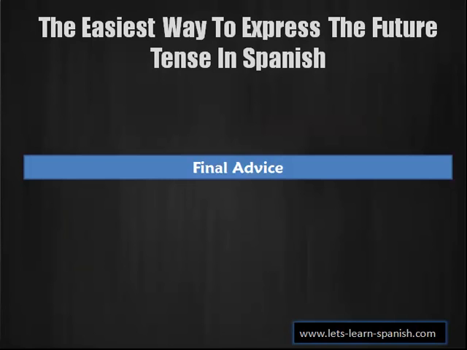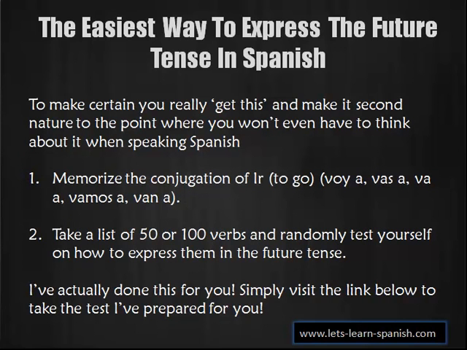So my final advice is this: to make certain that you really get this and to make it second nature to the point where you won't even have to think about it whenever you're speaking Spanish, the first thing to do is to memorize those handles, the conjugation of ir, to go. So that is what we've already learned: voy a, vas a, va, vamos a, and van a. Then you take a list of 50 or 100 verbs and randomly test yourself on how you would express them in the future tense using those 5 handles.